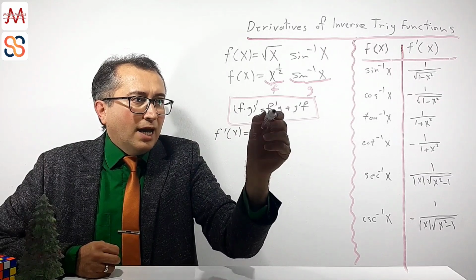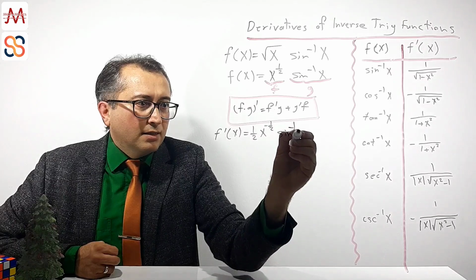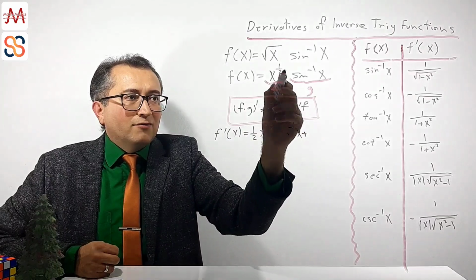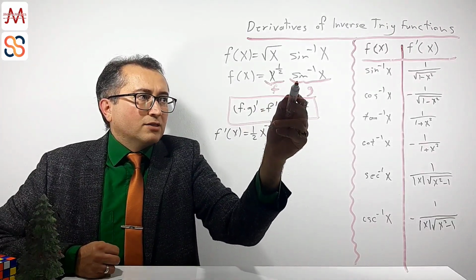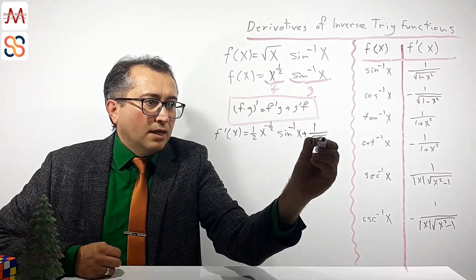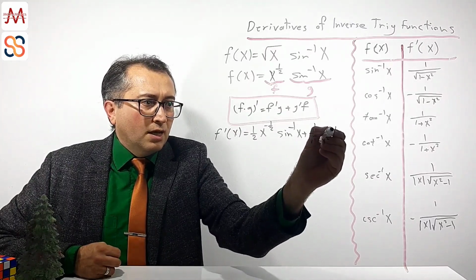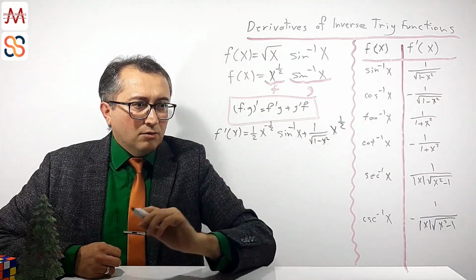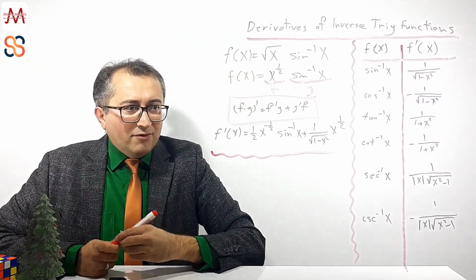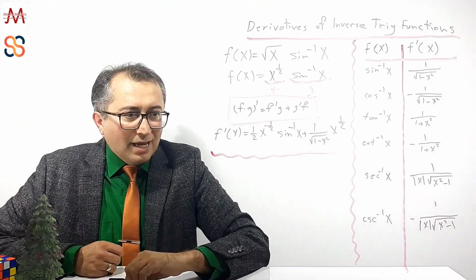So f prime times g, the original second function, which is inverse sine x, plus, now let's take the derivative of the second term. The derivative of inverse sine x is 1 over radical 1 minus x squared times the original first function, which is x to the power of 1/2. This is the final answer. Anyway, we can do more algebraic simplification, but I'm gonna skip that.